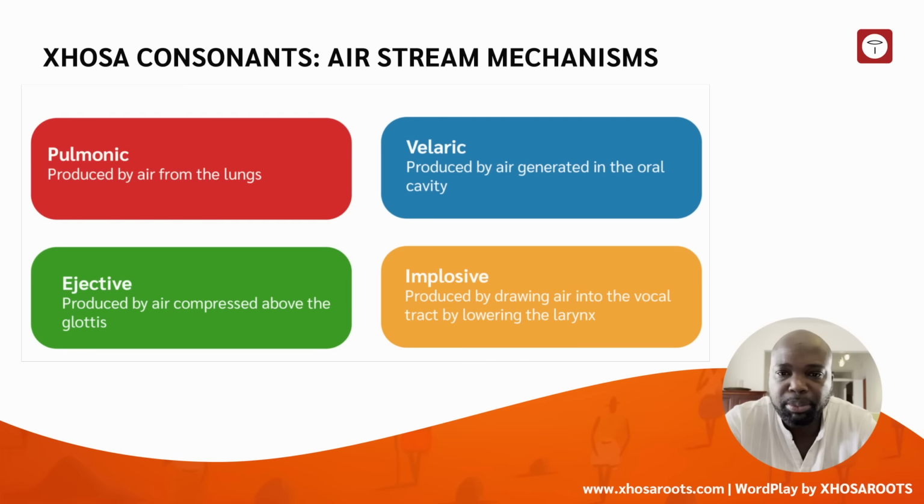We have sounds that are produced by air that's compressed above the glottis, and these are the ejective sounds. And then lastly, we have sounds that are produced by drawing air into the vocal tract by lowering the larynx, and these sounds are the implosive sounds. These mechanisms contribute to 66 consonant phonemes that are found in the Xhosa language. And these include the 18 clicks that I've already mentioned, the velaric sounds, which are a rarity among world languages.